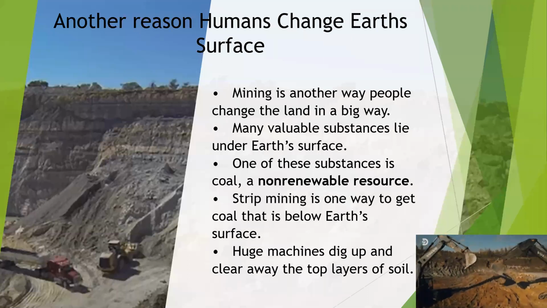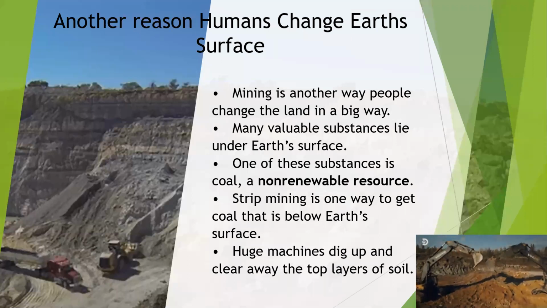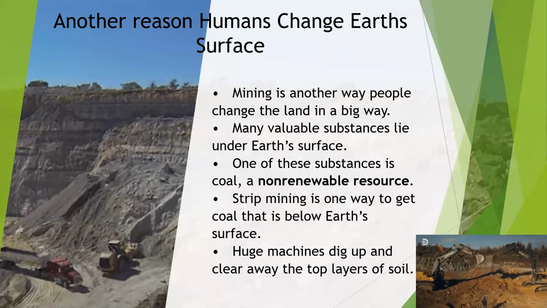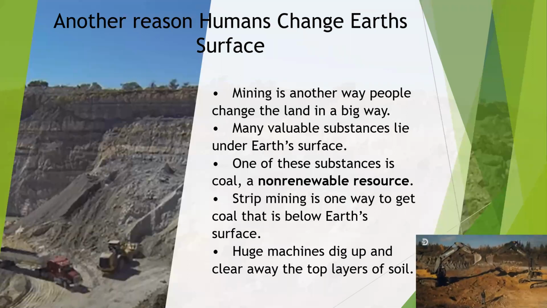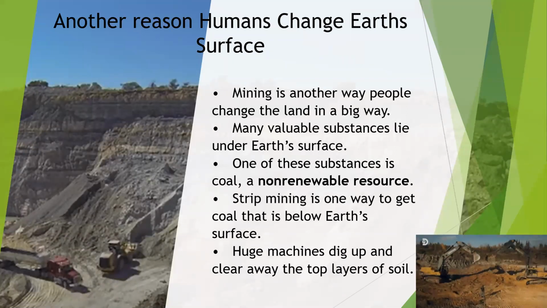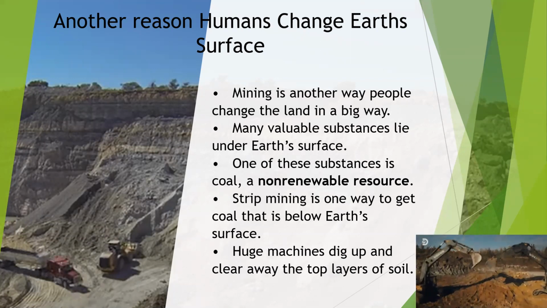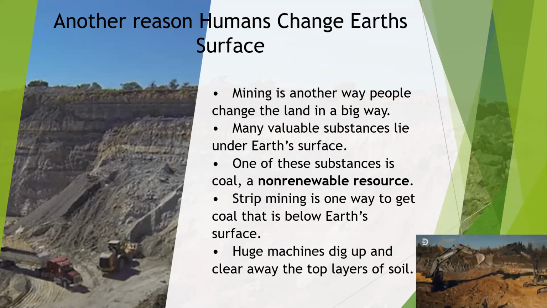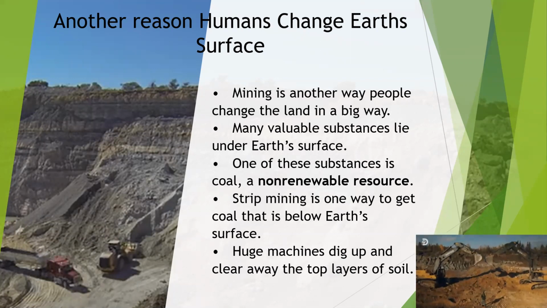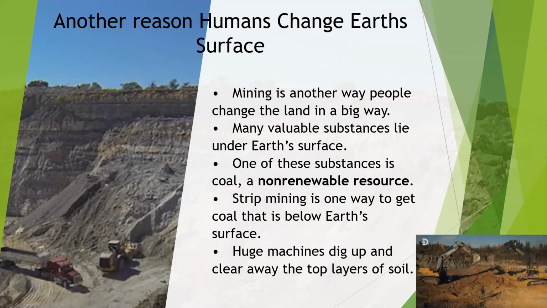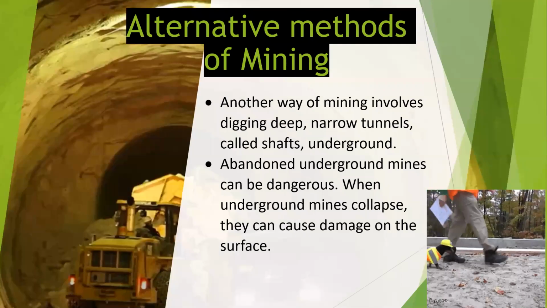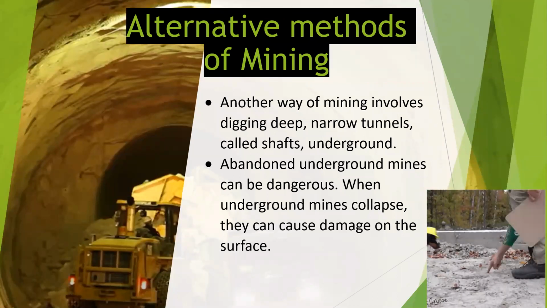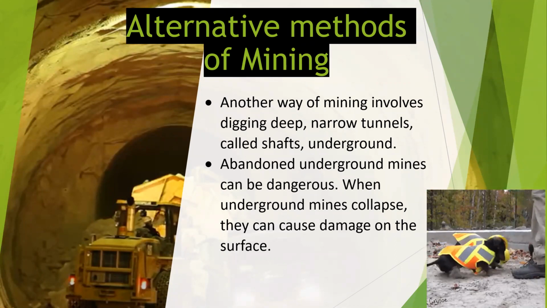Then we talked about how humans also changed the earth from mining. Okay, many valuable substances lie under Earth's surface. One of these is coal, which is a non-renewable resource. Strip mining is one way to get coal that is below Earth's surface. These huge machines dig up and clear away the topsoil layers of soil. I hope you guys liked that video from yesterday with all those big machines and stuff. They are massive. Then another way of mining involves digging deep, narrow tunnels called shafts underground.